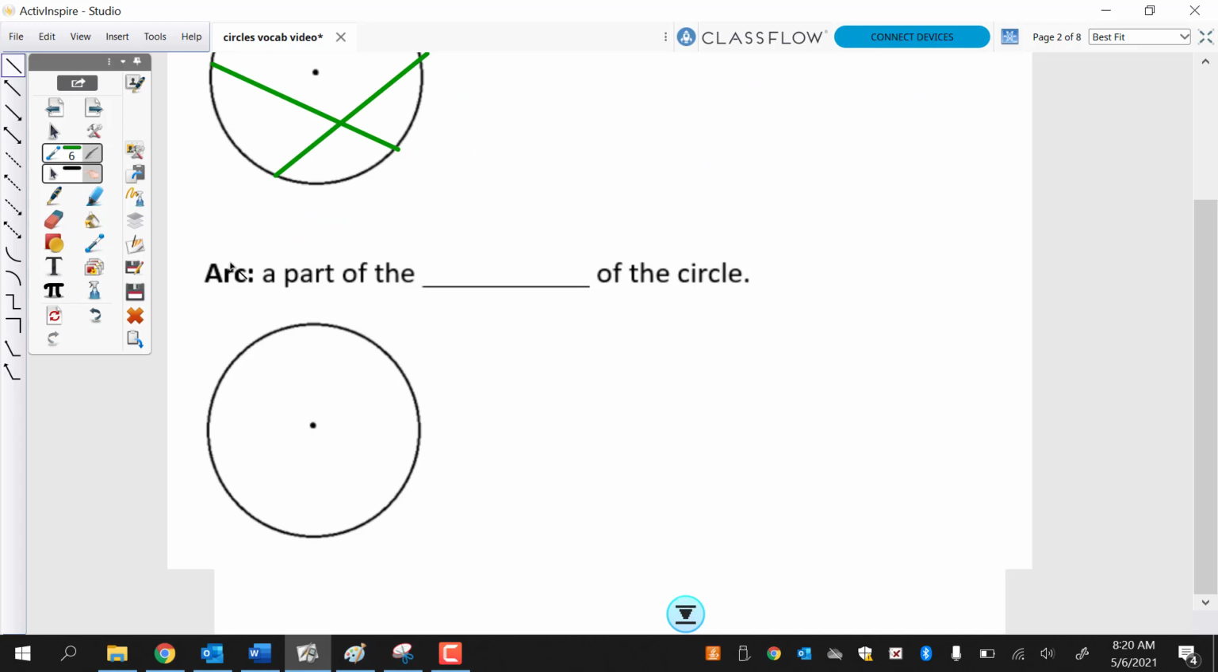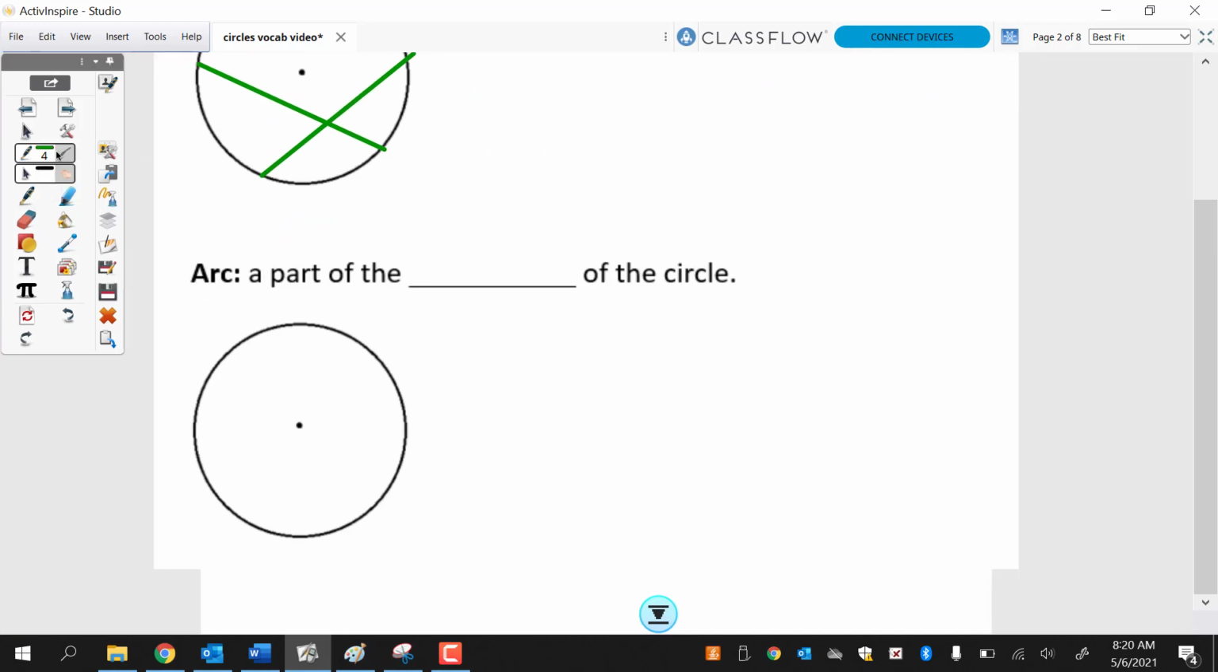Okay. And the last thing we need to know is an arc. You probably haven't talked about this very much either, but the arc is part of the outside edge of the circle. So we're going to draw a couple different arcs. So right here, this is what I'm talking about. That little curvy line right there, that is an arc. Okay. And we're going to put a couple dots on this picture. So we're going to put A, B, C.